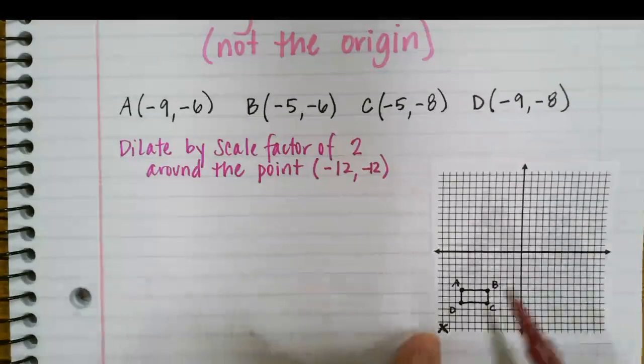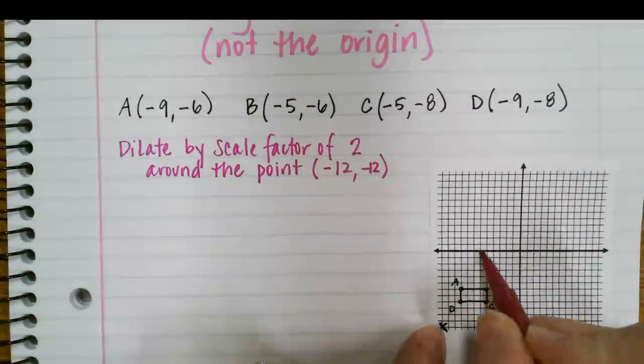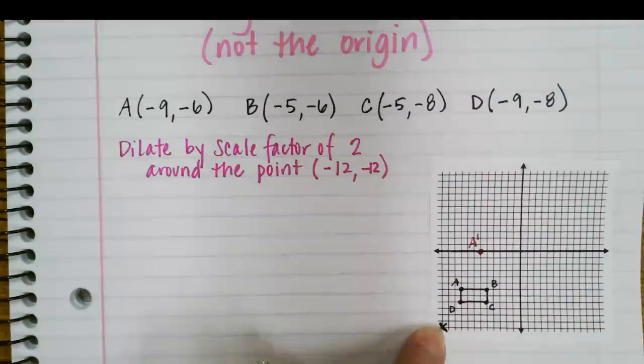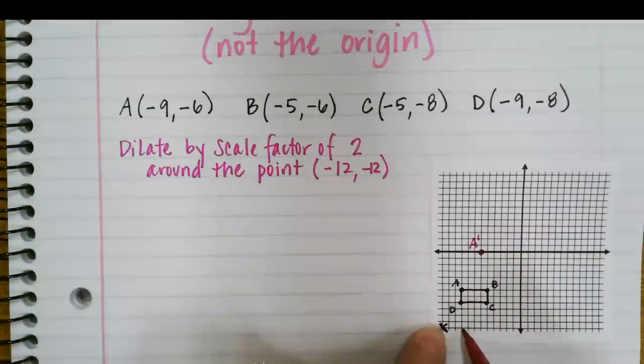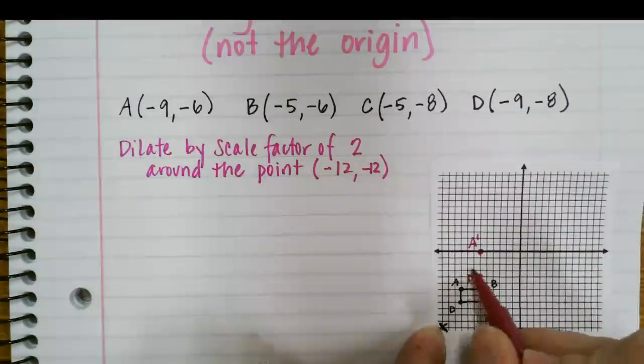All right, so if we look at this, point A right here is over 3 and up 6, which means that if I need to double that, it's going to be over 6 and up 12. So point A prime is going to be right there. All right, point D is over 3 and up 4, so it needs to go over 6 and up 8. So here's my D prime.